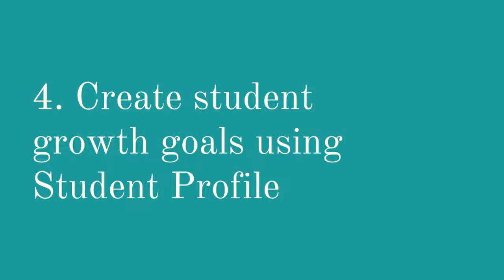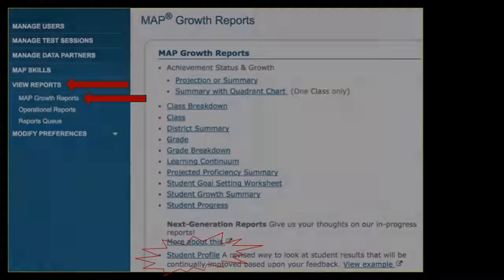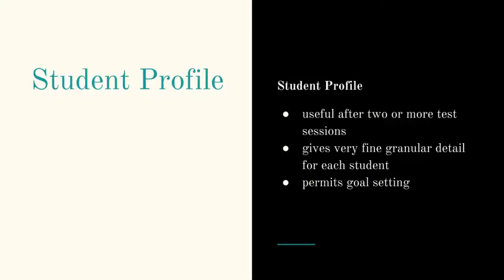To do that, your 4th step is to create student growth goals using the student profile. This is again under View Reports, Map Growth Reports. Toward the bottom, you want to click Student Profile. And this is where all this analysis you've done up to this point comes to fruition. It's useful after 2 or more test sessions. It gives you fine granular detail for each student, and this is where you actually do set goals. It doesn't just permit you to do it, it actually enables you to literally set particular goals for individual students.